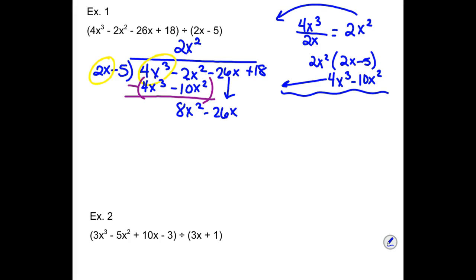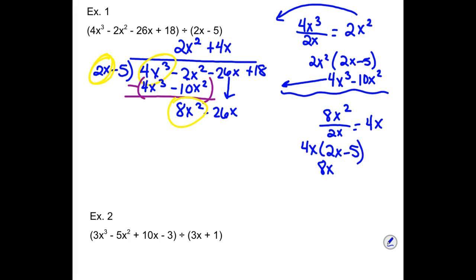So we are taking the first term divided by the first term. So 8x squared dividing out a 2x leaves me a 4x. That again is part of my quotient. It's going to go up on the top. And then I need to figure out what is 4x times my divisor, 2x minus 5. That gets me 8x squared minus 20x. So I'm going to write that under here.